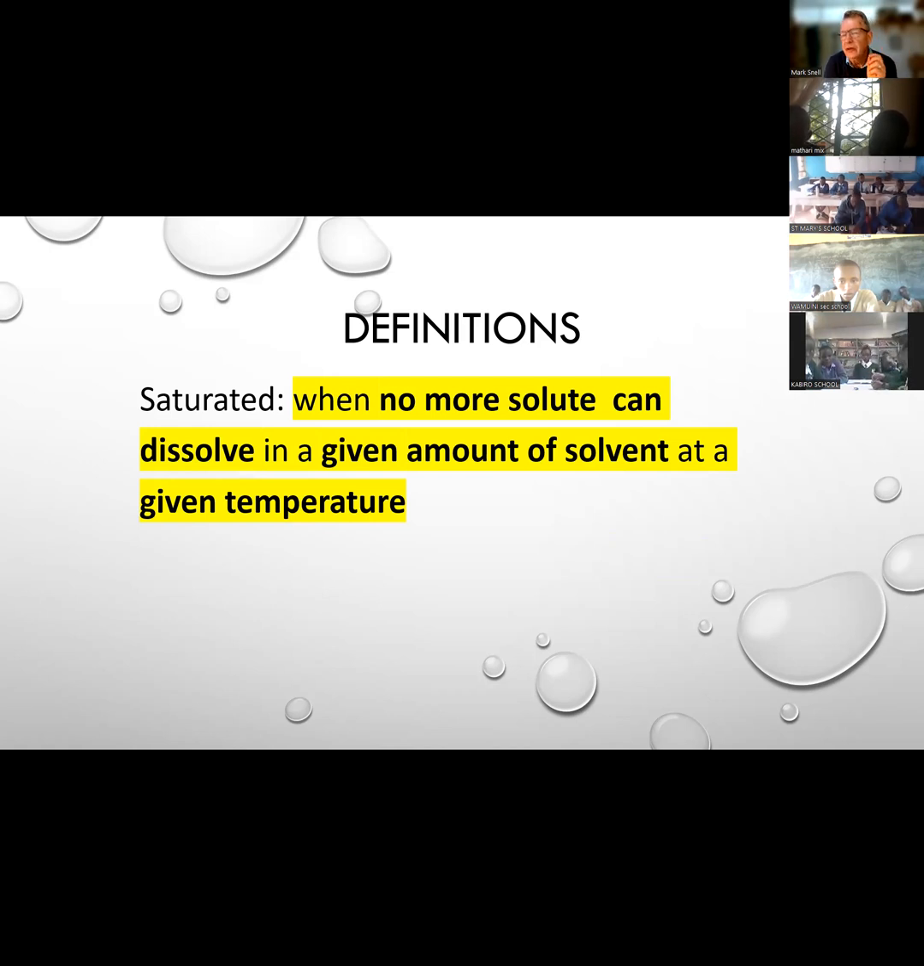So it is when no more solute can dissolve in a given amount of solvent at a given temperature.